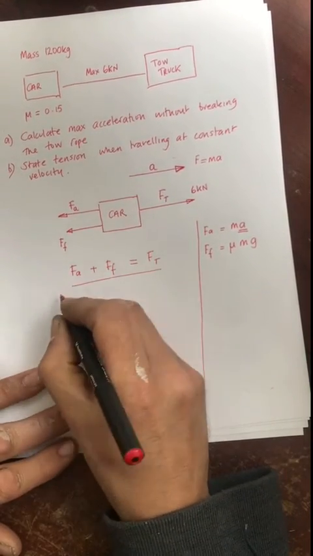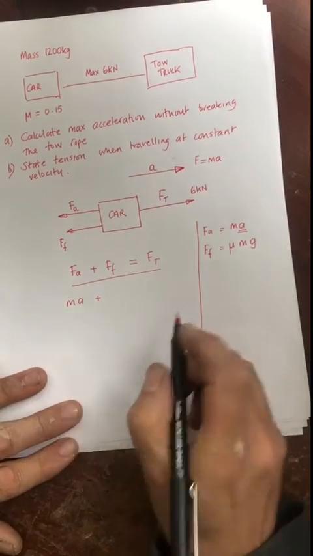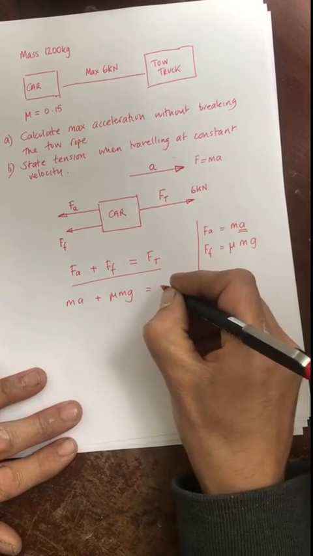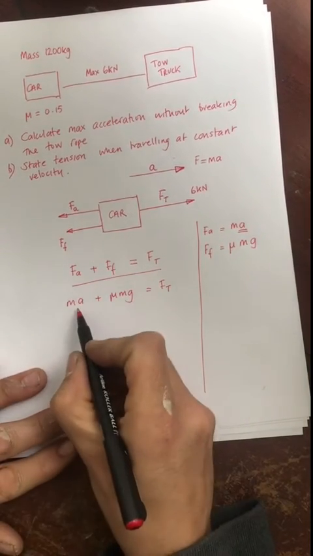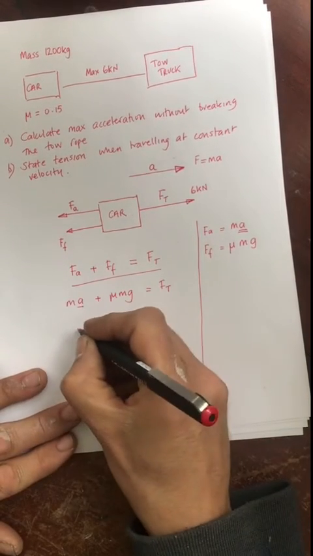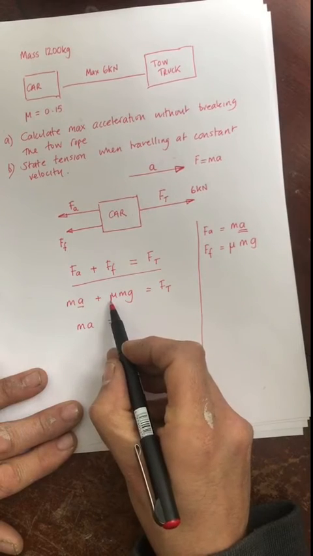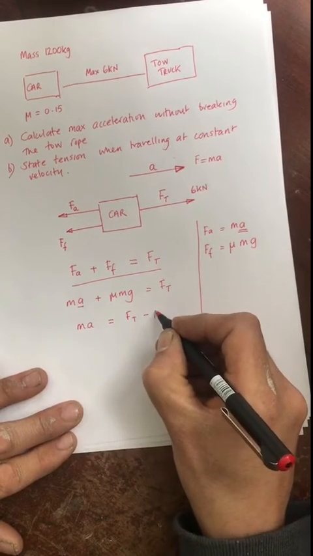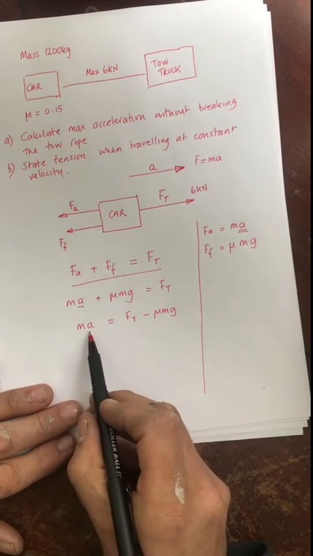equation. So Fa equals ma, so I can say there that ma plus mu mg is going to equal Ft, the tension in my tow rope, and I'm trying to isolate a. So the first thing I'm going to do is isolate the term that the a is in. So I've got ma. I'm going to take mu mg from both sides. Ft minus mu mg.